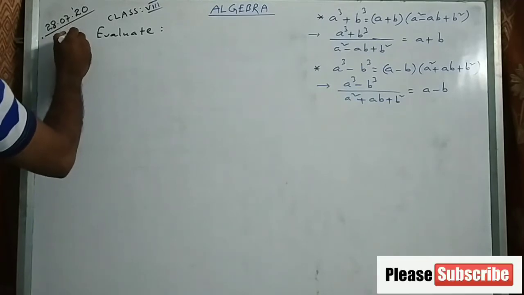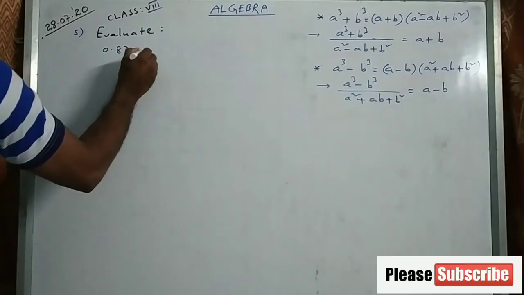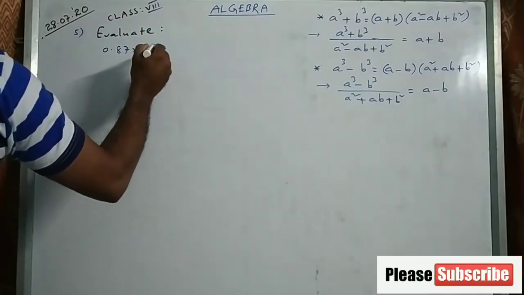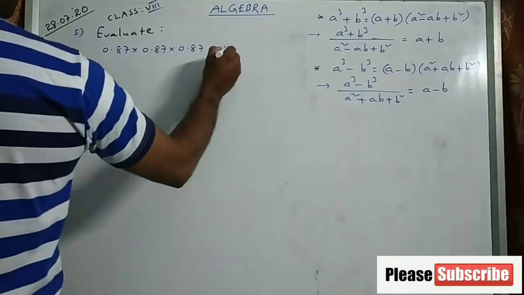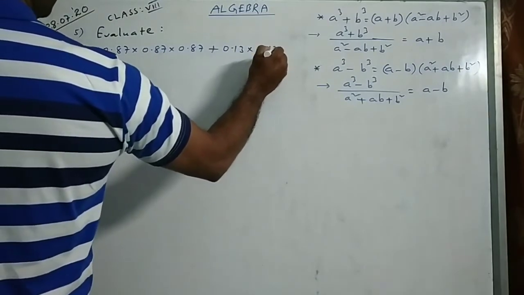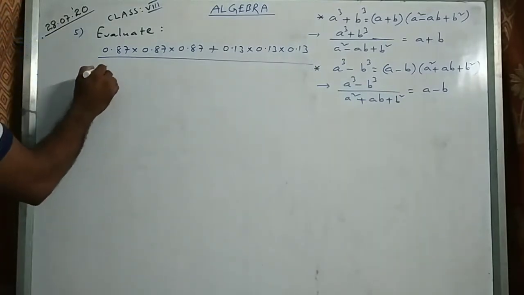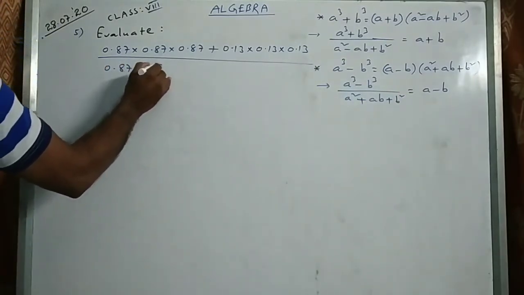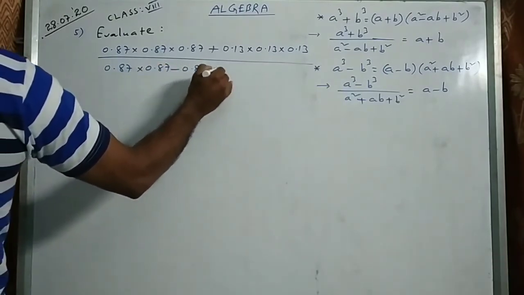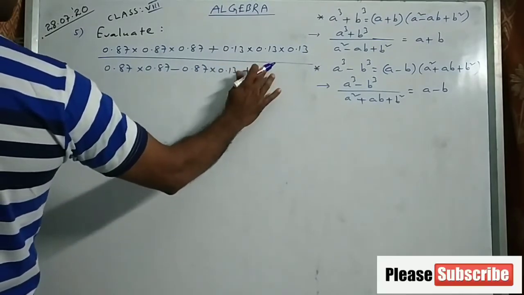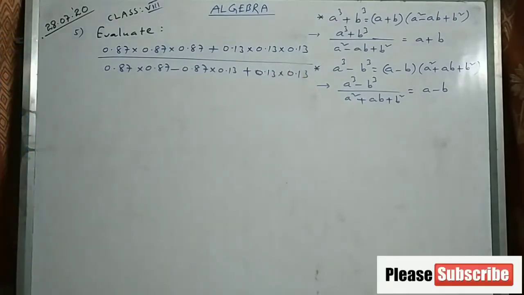Fifth problem. Evaluate 0.87 into 0.87 into 0.87 plus 0.13 into 0.13 into 0.13 upon 0.87 into 0.87 minus 0.87 into 0.13 plus 0.13 into 0.13. Right?